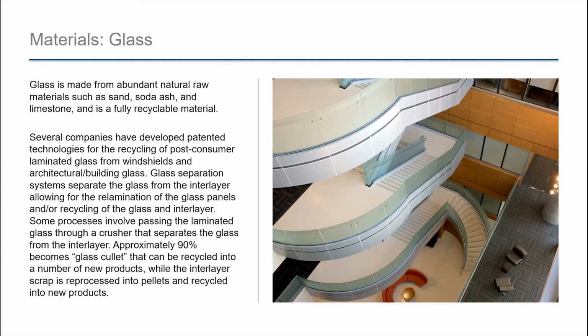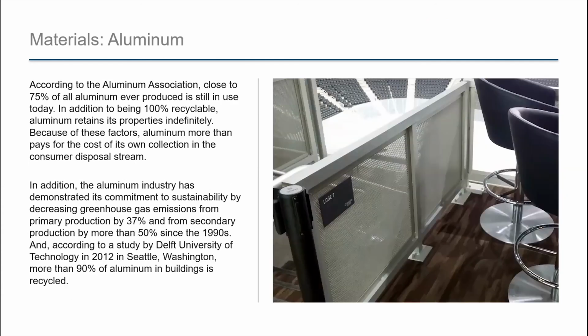Some processes involve passing the laminated glass through a crusher that separates the glass from the inner layer. Approximately 90% becomes glass cullet that can be recycled into a number of new products, while the inner layer scrap is repurposed into pellets and recycled into new products.